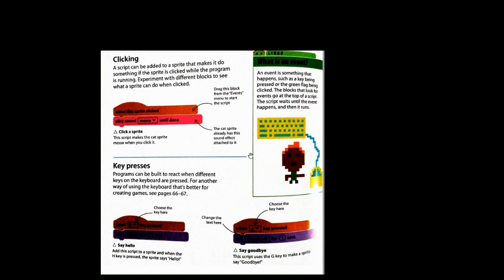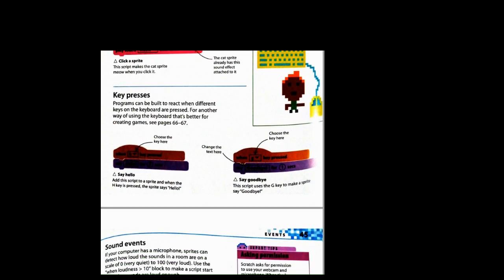Lingo. What is an event? An event is something that happens, such as a key being pressed or the green flag being clicked. The blocks that look for events go at the top of a script. The script waits until the event happens and then it runs.